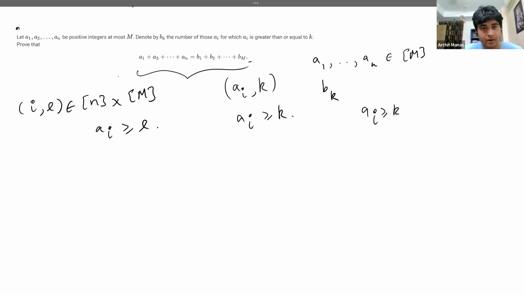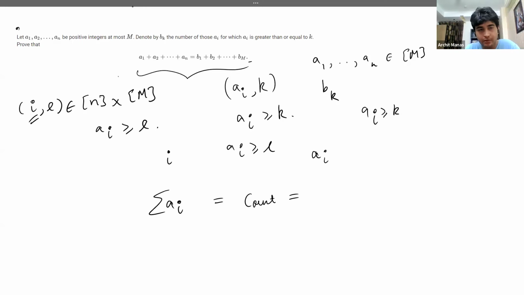Right? And on the one hand, if we do this by i, so let's say we fix some i, how many l are there such that ai is at least l? How many positive integers l like that? There's ai of them, right? There's ai positive integers at most ai. And so on the one hand, this is just the sum of ai. And this is your count, let's say.